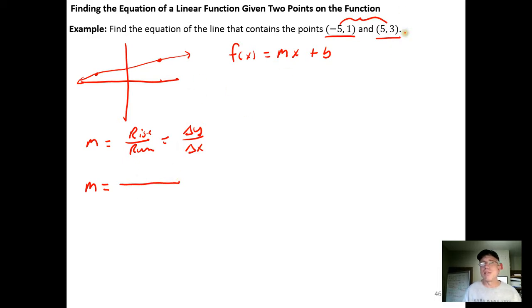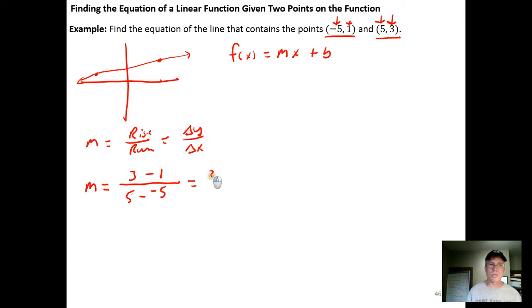So to calculate the slope of our line, I just grab the 2 points and I say, hey, the function ends at a height of 3 in the y direction, but it started at a height of 1 in the y direction. So the change in y is going to be the y value where it ended minus the y value where it began. So it's 3 minus 1. And then the change in x is the x coordinate where I ended minus the x coordinate where I started. So 5 minus -5.